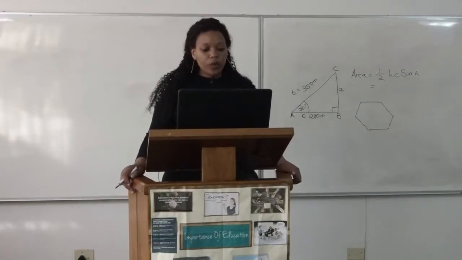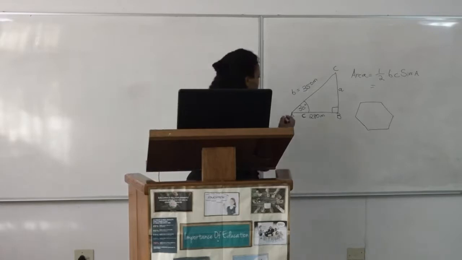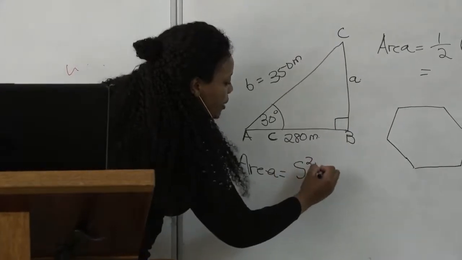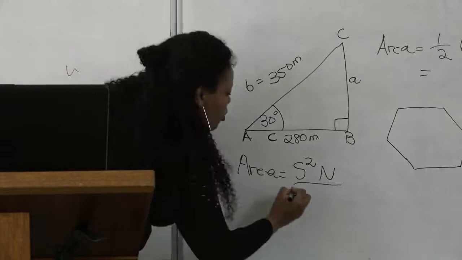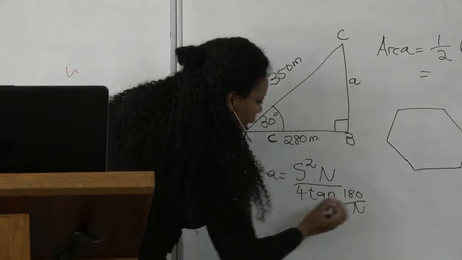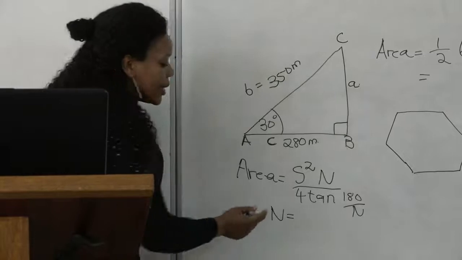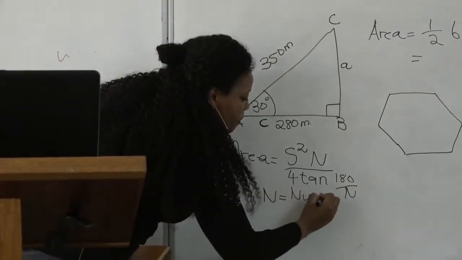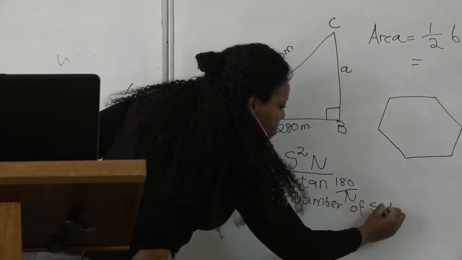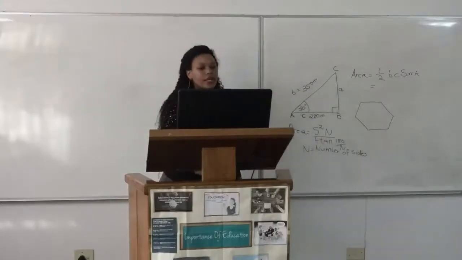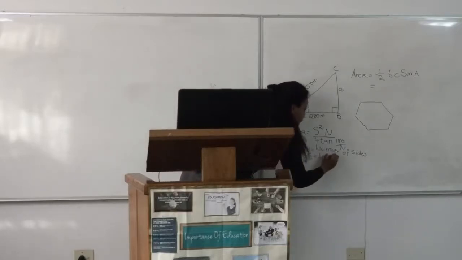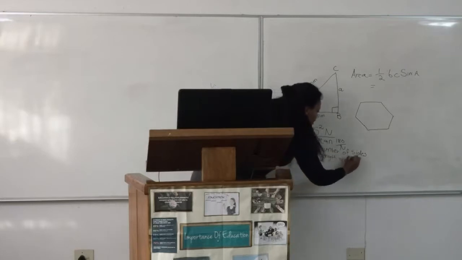So now you've got your freehand sketch of your hexagon. We've got our formula here, which says area is equal to s squared times n divided by 4 tan 180 divided by n, where n stands for the number of sides, and S stands for the length of the sides.